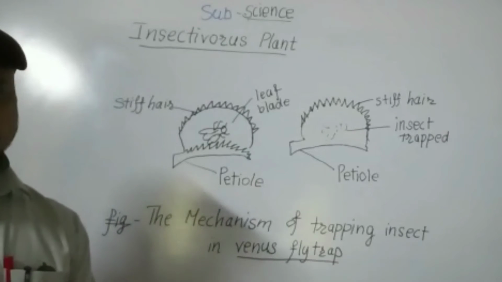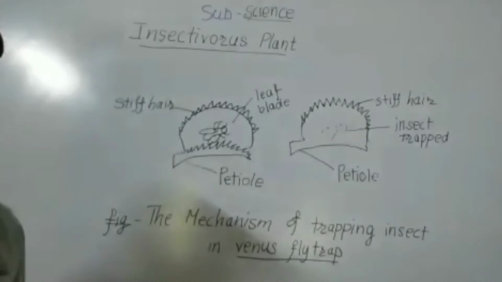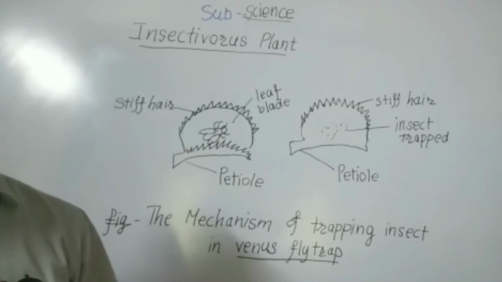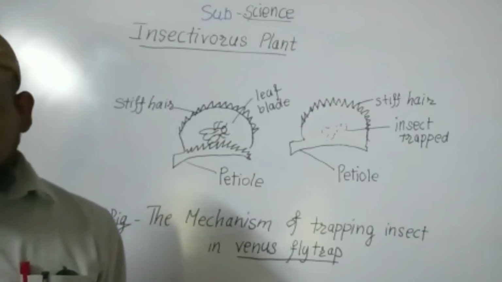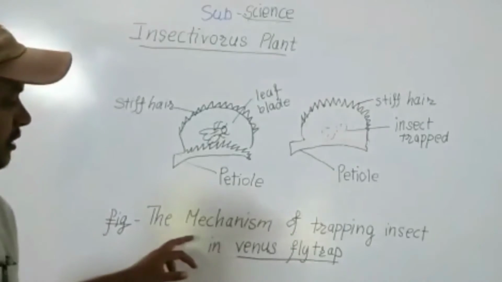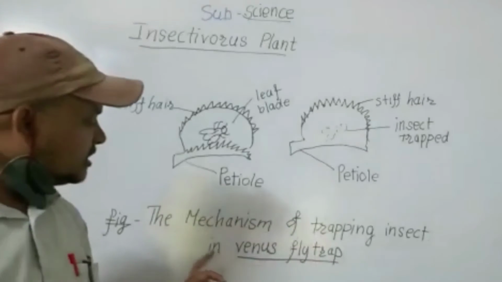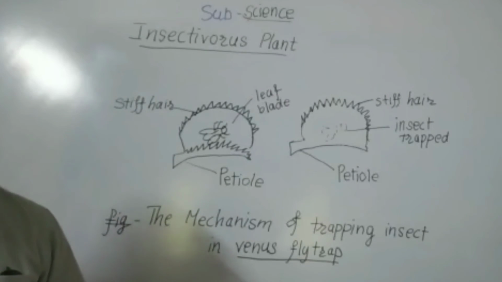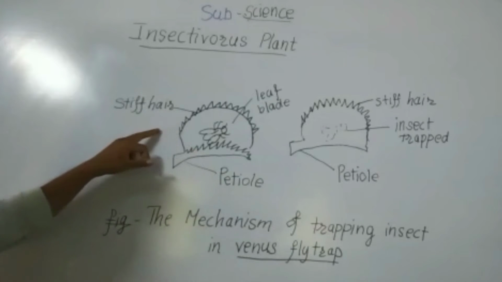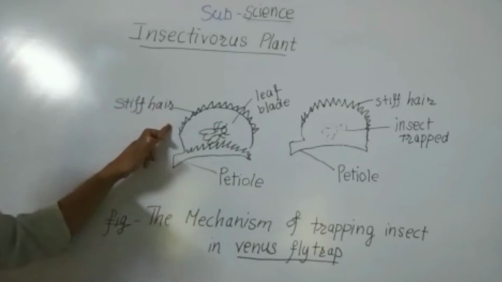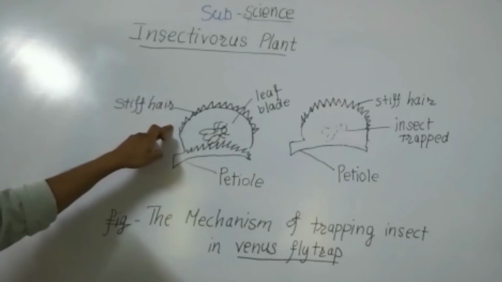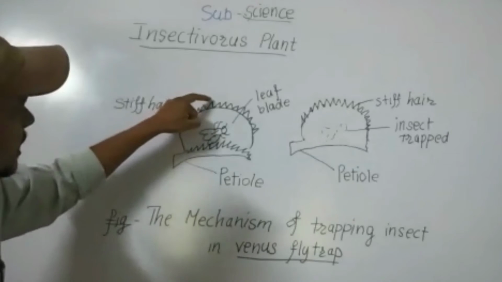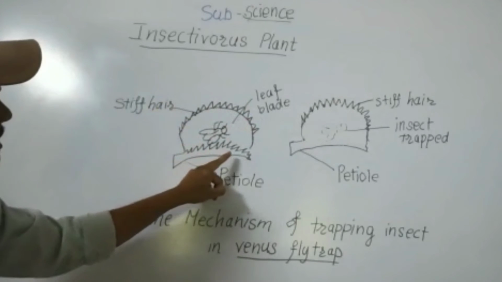Some examples of insectivorous plants are Venus flytrap, sundew, pitcher plant, and bladderwort. Today we are going to see the mechanism of trapping insects in the Venus flytrap. The leaves of the Venus flytrap have steep hair-like projections on their edges.